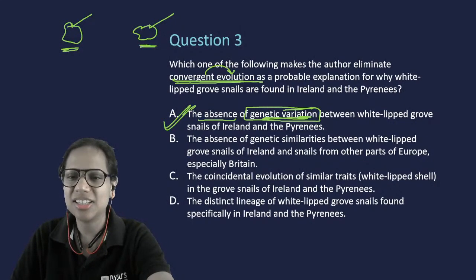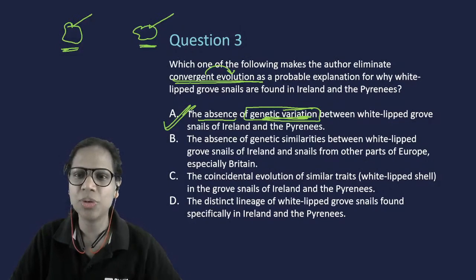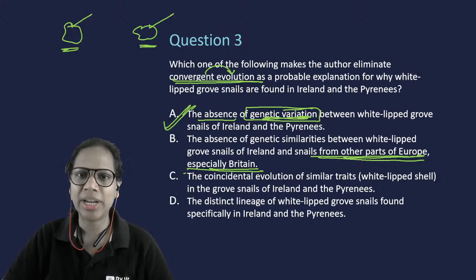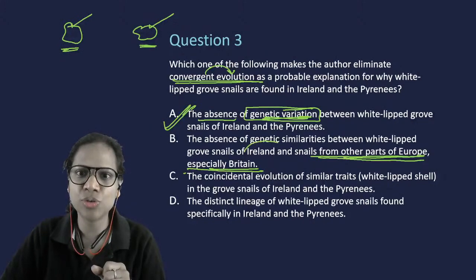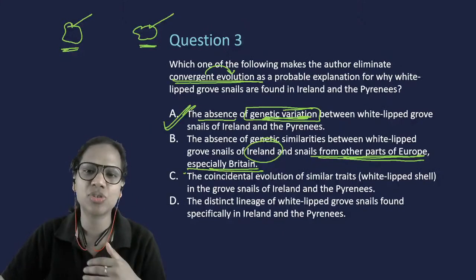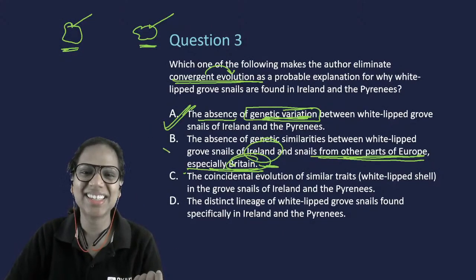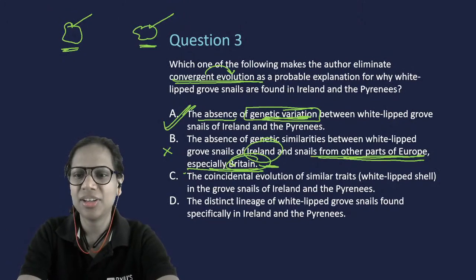Any other option that you're confused with? Okay, we are not concerned with other parts of Europe, especially Britain. This is not something that has been stated. The absence of genetic similarities between the white-lipped grove snails of Ireland and snails from other parts of Europe, especially Britain. Too much additional information here, right?